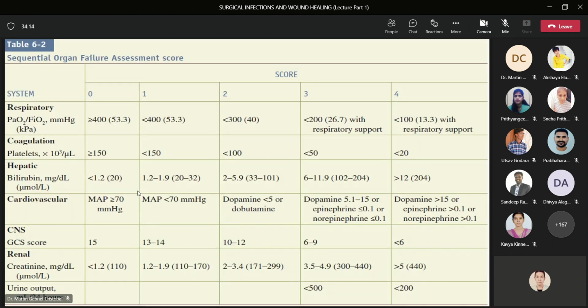For the Sequential Organ Failure Assessment score, or the SOFA, we have 6 organ systems, namely respiratory, coagulation, hepatic, cardiovascular, CNS, and renal. For the respiratory, we have the PaO2/FiO2 ratio. For the coagulation, we have platelets. For the hepatic, we have bilirubin levels. For the cardiovascular, we have MAP measurements or the need for pressors. For the CNS, we have the GCS score. For the renal, we have the measurement of the serum creatinine and urine output.